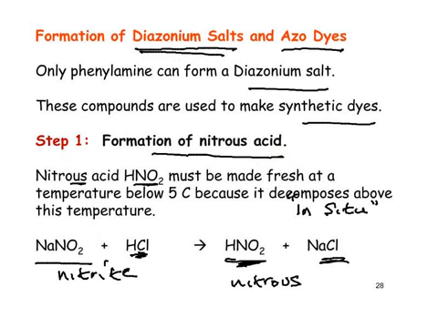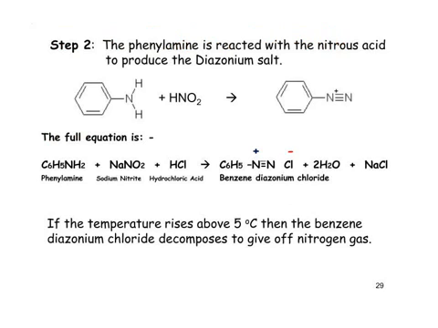I should have indicated there as well: it must be made fresh at a temperature below 5 degrees C. Step 2: the phenylamine, or aminobenzene, or aniline, is reacted with nitrous acid to produce the diazonium salt. Temperatures are kept low. Above 5 degrees centigrade, this will split up, break down, in other words.